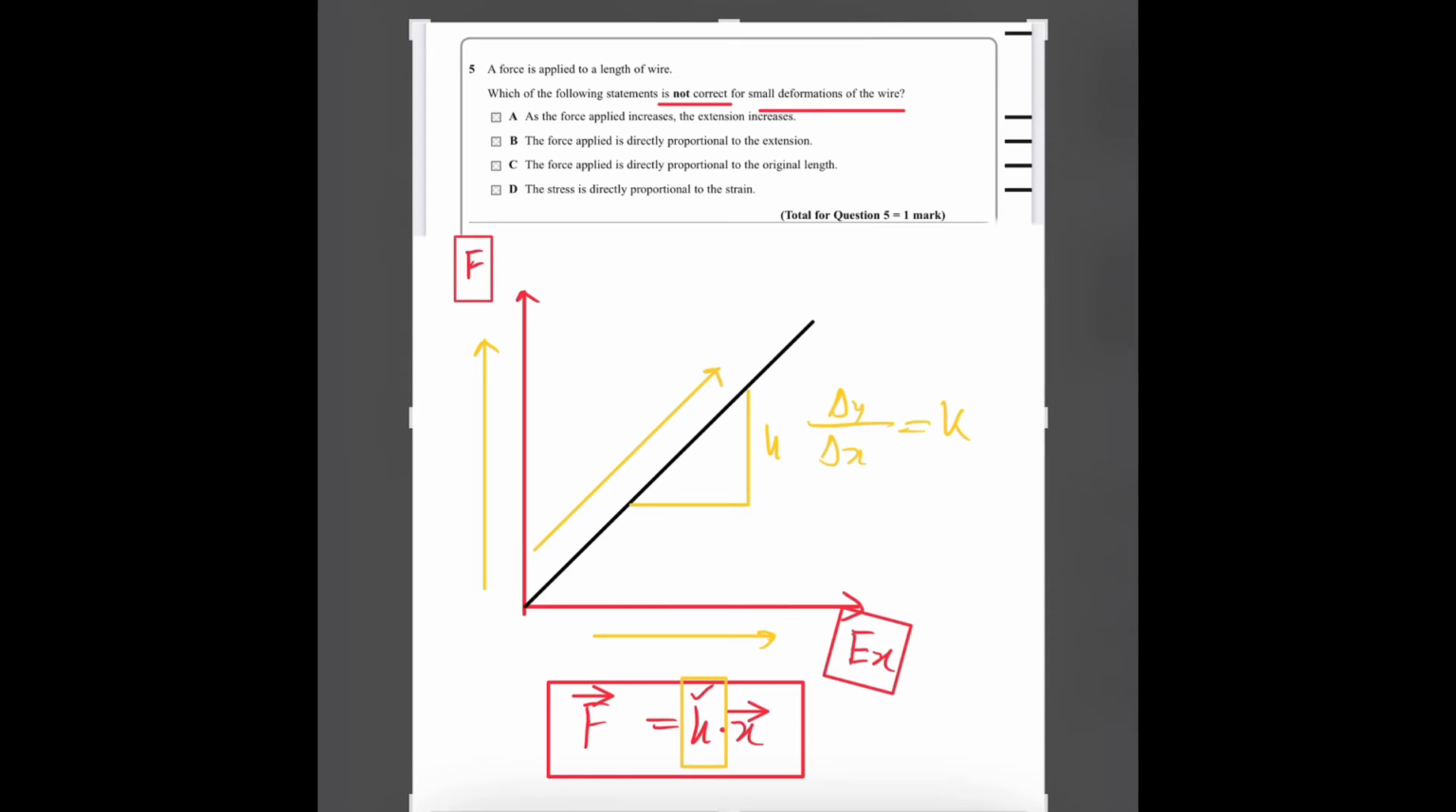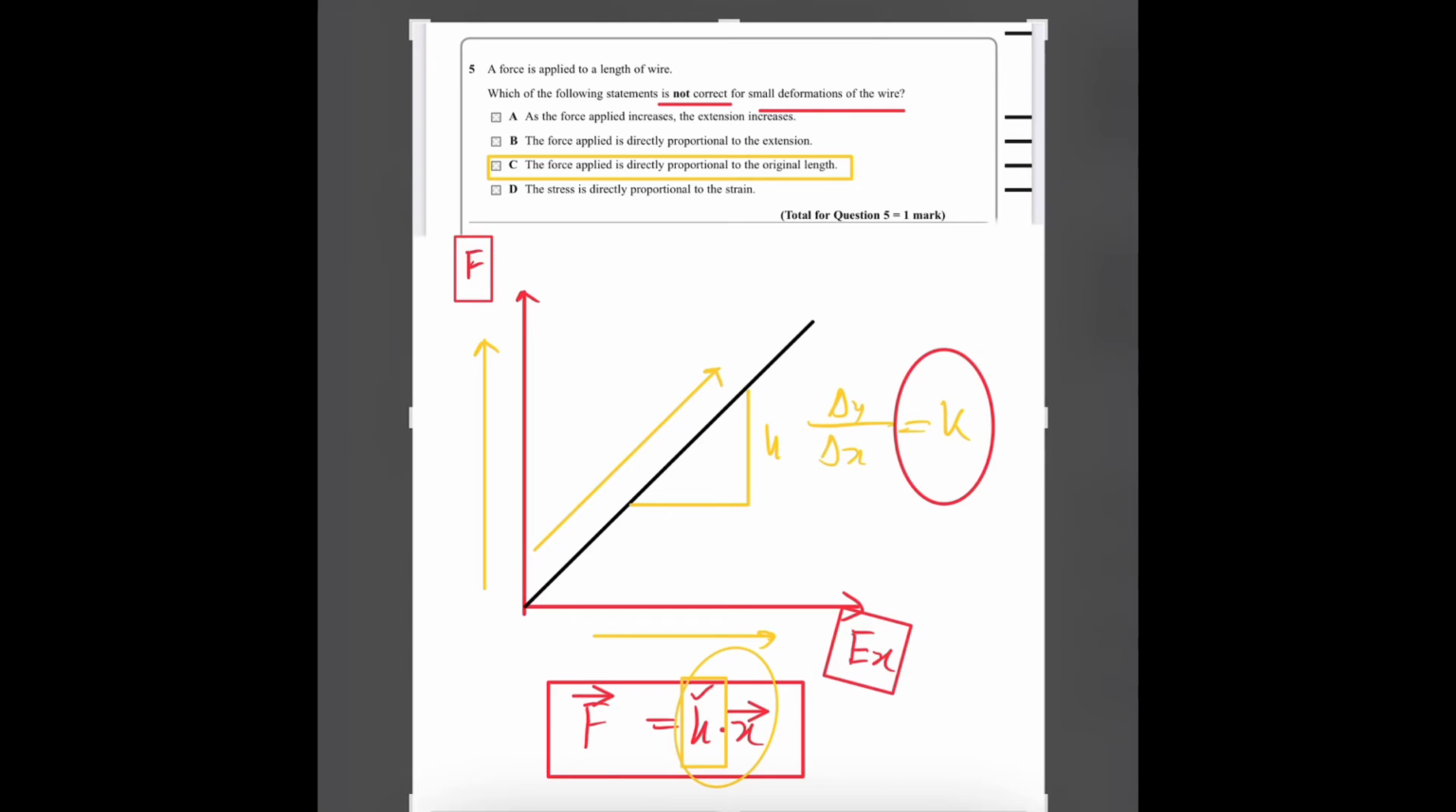The force applied is directly proportional to its original length. This is not a correct answer since it is directly proportional to its extension. It does not matter what the original length is. The extension is dependent on the constant value K, not the original length. So this is the wrong answer. This is not the correct answer, so it's the correct answer for this question.